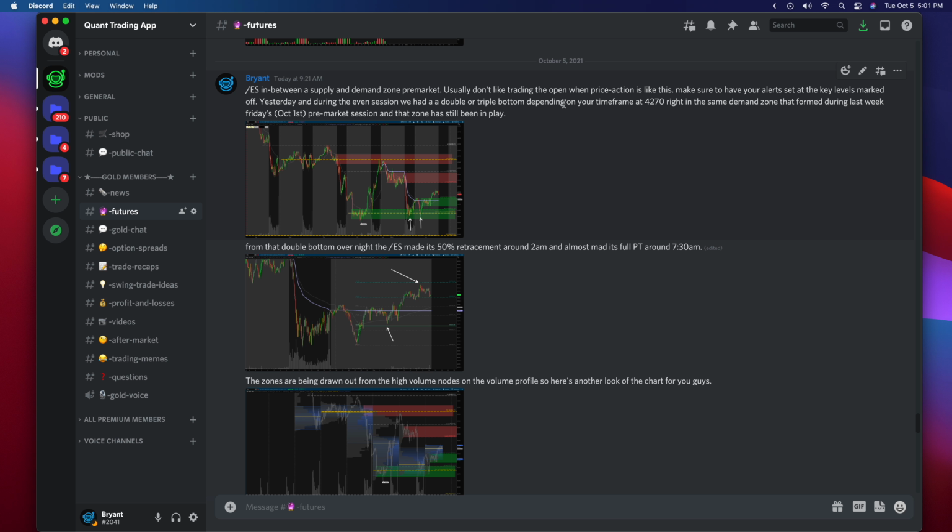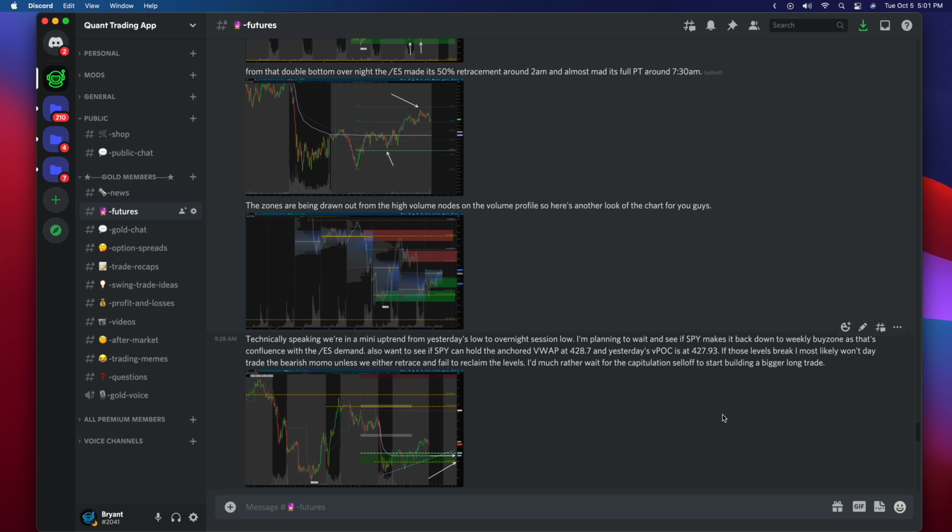So I did mention, I believe it was right here, I said if we scroll down here, what did I say? I said if levels break, blah blah. Oh yeah, right here. I said I'm planning to wait for the SPY to see if it'll pull back down to the weekly buy zone. The buy zone is something pertaining to the quant trading app algorithm, so you can ignore that for now. But as long as it has confluence with the ES demand, I want to see if the SPY can hold its anchored VWAP right here.